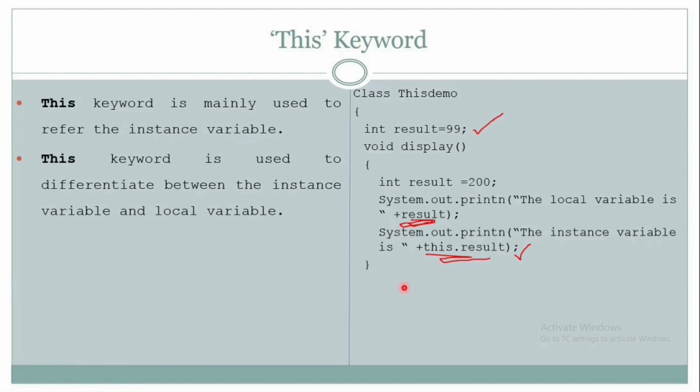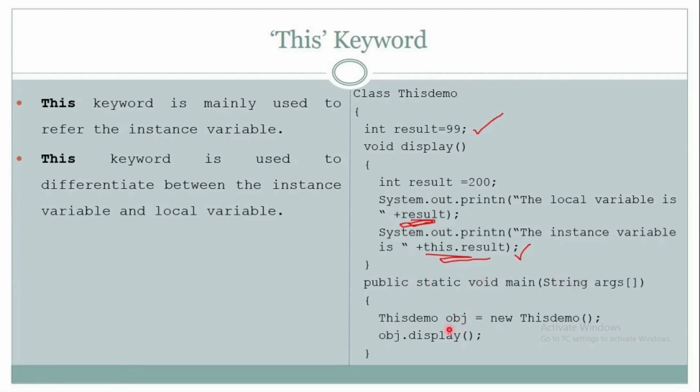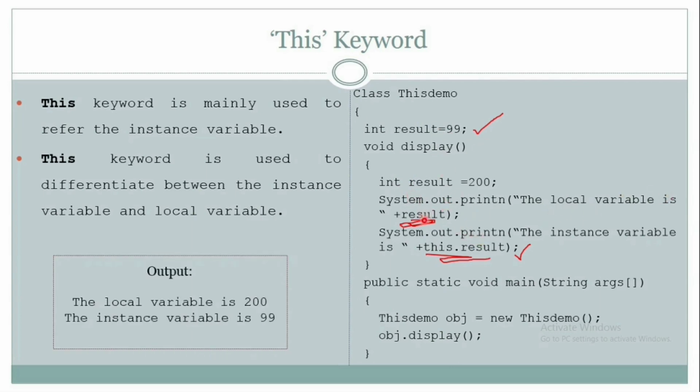Then I'll be creating a main function. We'll create an object of this demo class, and I'll call the display function. Now what is the output of this simple program? The local variable is 200, the instance variable is 99.